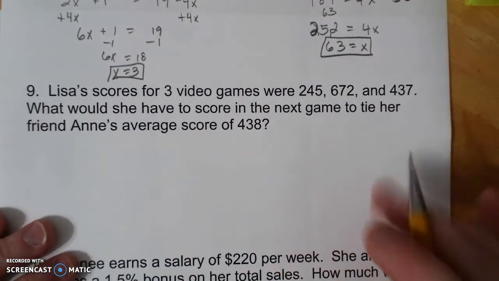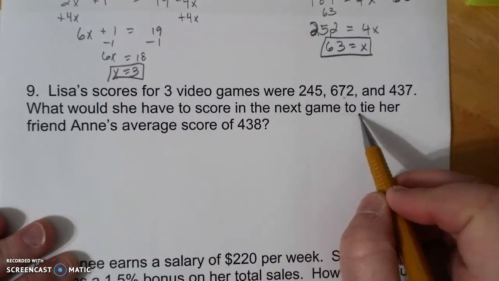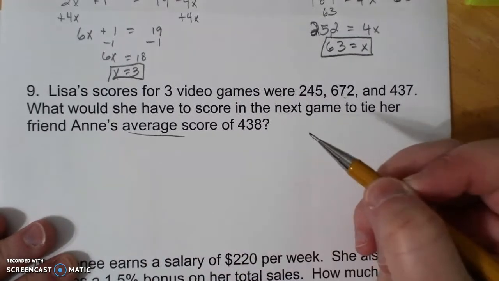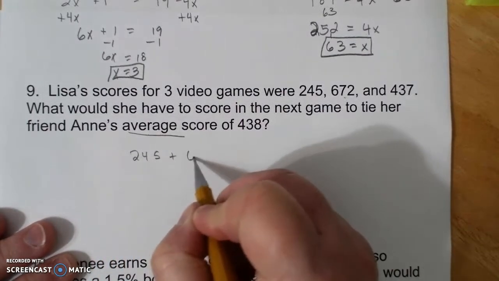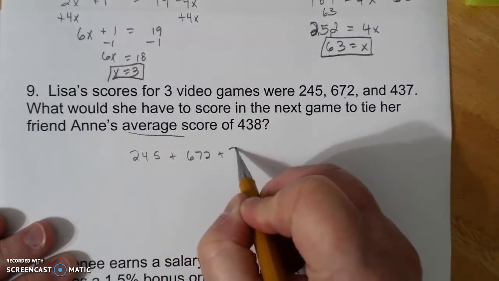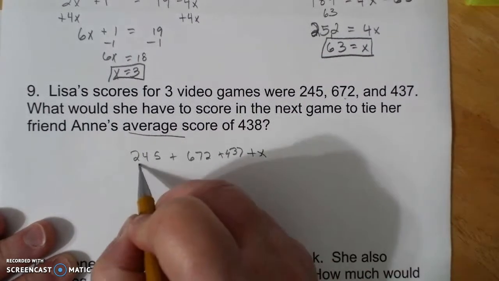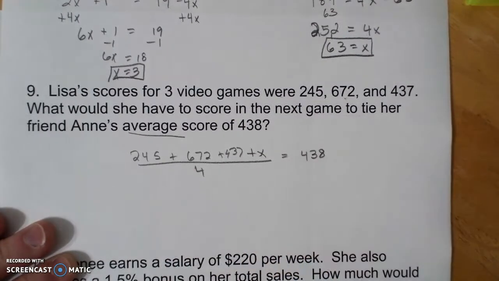Okay, she scores 3 video games of this, this, and this. What would she have to score to average? Average means add them all up and divide by the number. So I know this. I know this. I know this. I don't know my next one. I know I'm going to divide by 4, and I need 438.